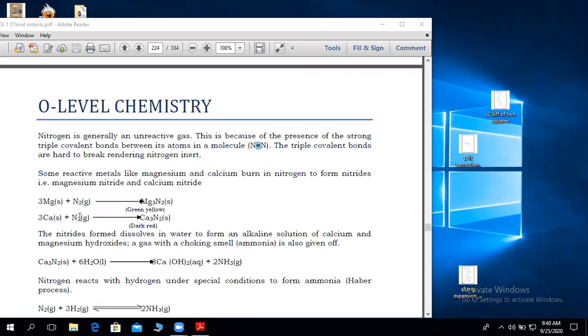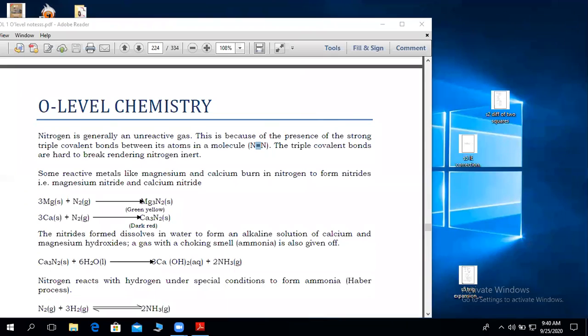It reacts with magnesium and calcium. Not like sodium, not with potassium, not with copper. So these are the only 2 reactions of nitrogen that you need to put in your head: nitrogen with magnesium and calcium, and nitrogen and hydrogen forming ammonia gas. But the heat from burning magnesium will break this triple bond. So the nitrogen atoms are set free, and there they can react.